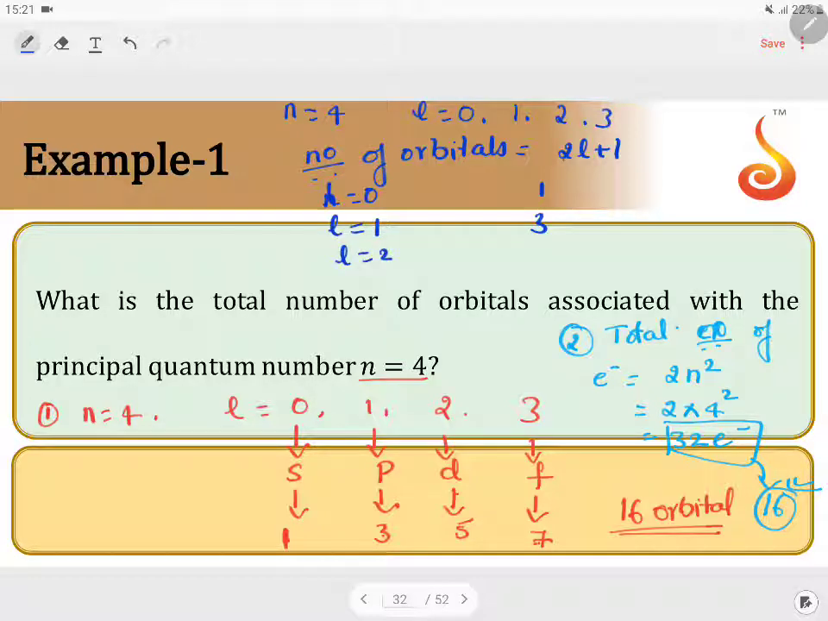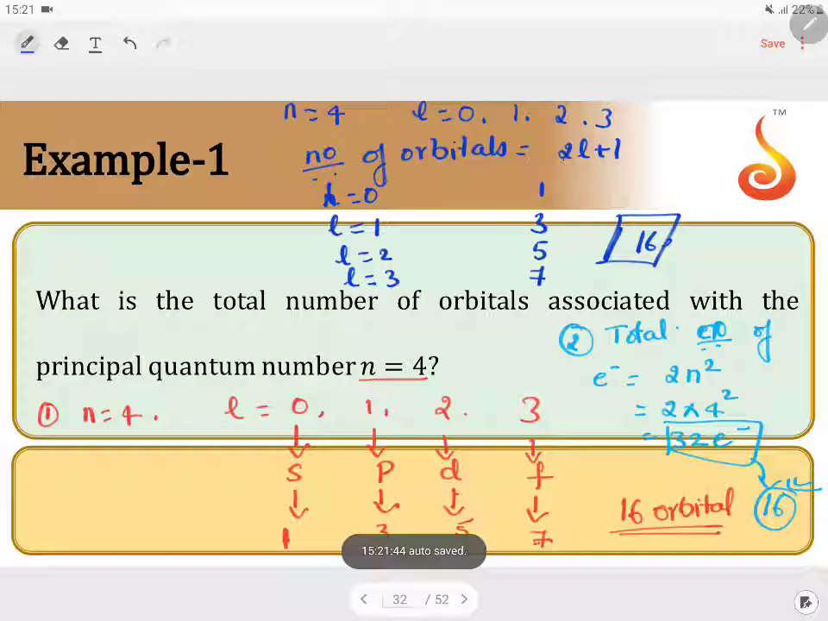l is equal to 2 means it's 4 plus 1, 5. l is equal to 3 means 2 threes are 6, 6 plus 1, 7. So totally how much did you get? 16 orbitals. So these are the three ways in which you can solve it.